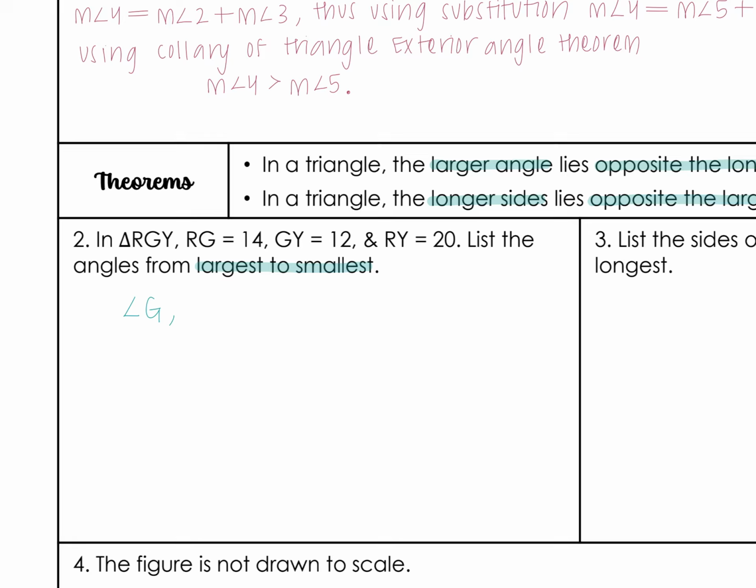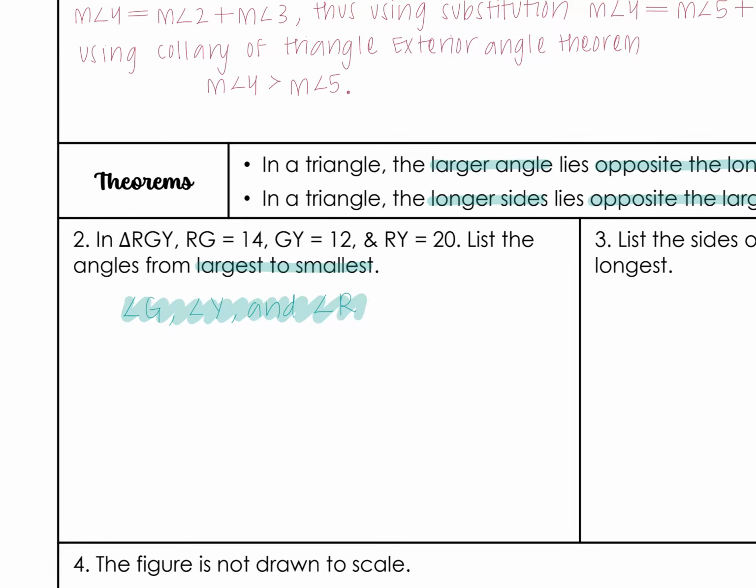Then my medium is going to be that 14. So RG, opposite of that would be my angle Y. It's the letter that I'm missing. And then lastly, for my smallest side, we have that GY, which I'm missing the letter R. And so angle R is going to be the smallest angle. Now, you could draw out your own picture if you needed to see all of this, or you can just compare from that.